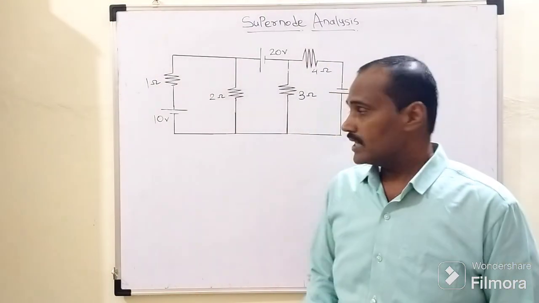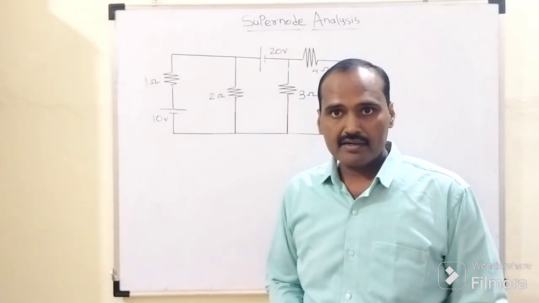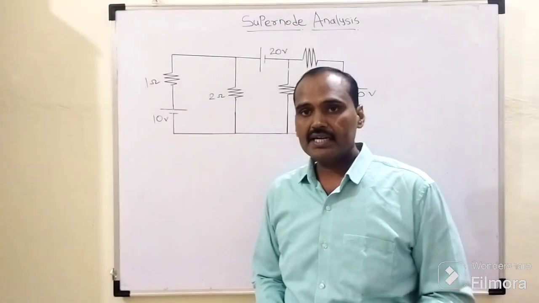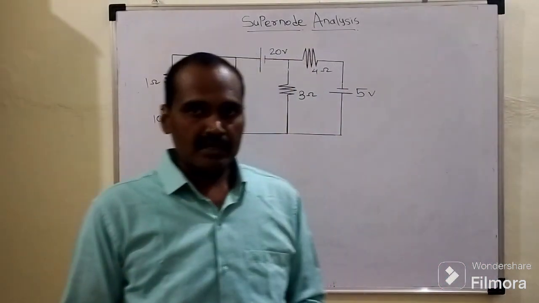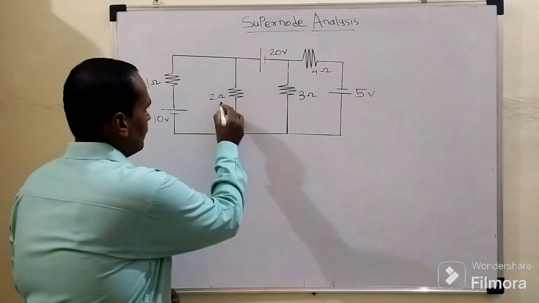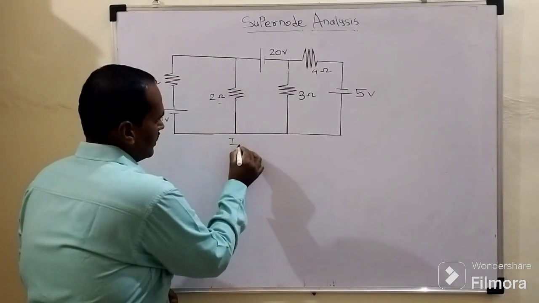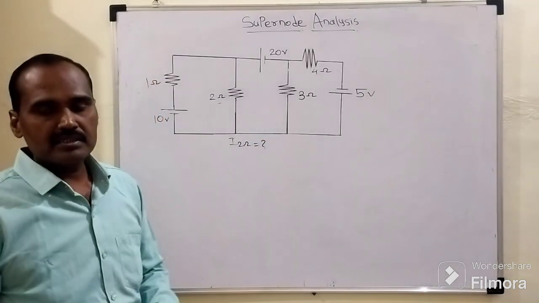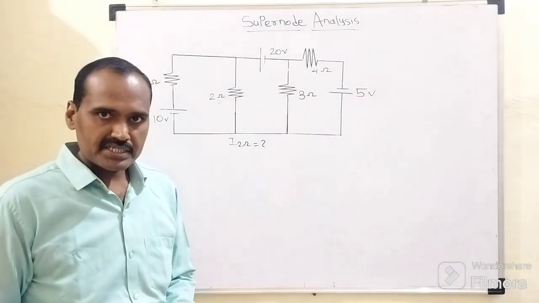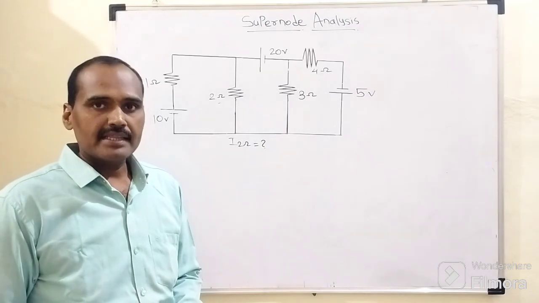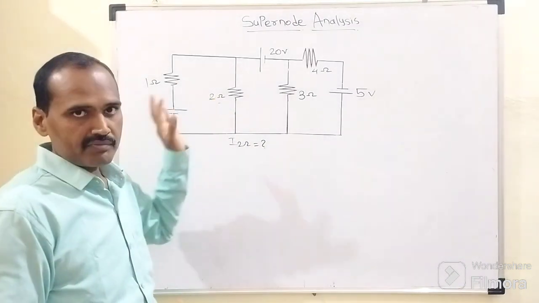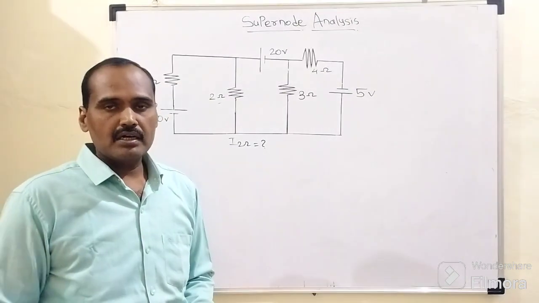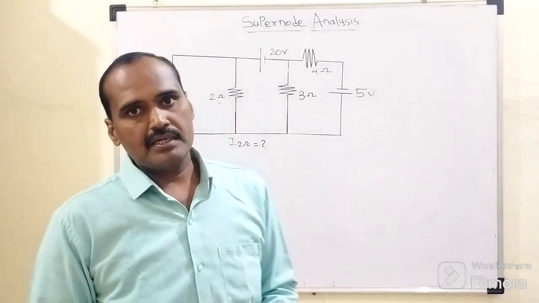So here, as you can see, we have such a network with us. In this network, we are interested to determine the current flowing through this 2 ohm resistor. That will be the objective set for this session. If by using this supernode analysis technique we need to determine the desired current flowing through this 2 ohm resistor in that network, first of all we need to carefully look at this given network.